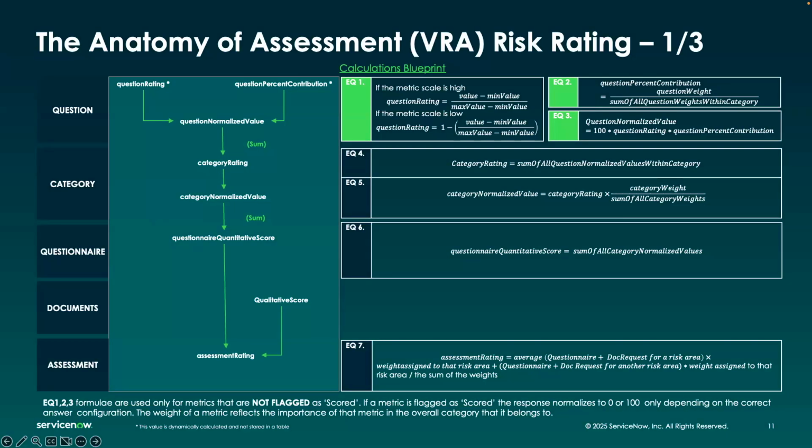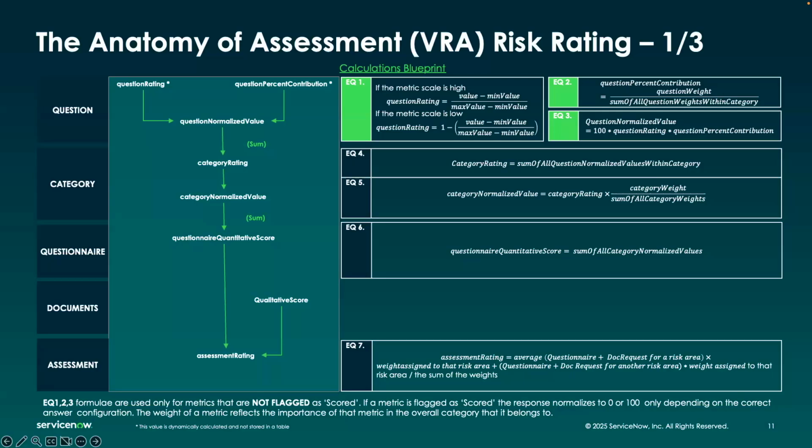Let's now unpack the anatomy of assessment risk rating, essentially, how different pieces of the scoring process work together to produce the final risk rating of an assessment. The big blue boxes on the extreme left simply represent the system of record. Hang tight, I will fill you in with more details on it on the next slide. What you see on the right side are the key building blocks. Think of them as the formulas or equations that the system uses under the hood to calculate the scores and ratings on the left. We'll go step by step.